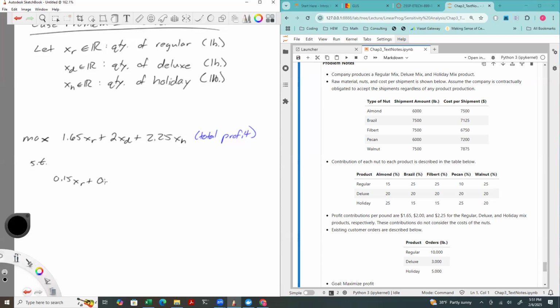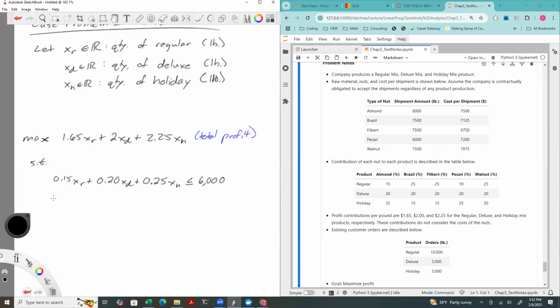plus 0.20 x of d plus 0.25 x of h is going to be less than or equal to 6,000 from here. Again, making sure my units all play out. That's all in pounds, so that's good. And then we would do the same thing for the remaining ones. So I'll just quickly do that.